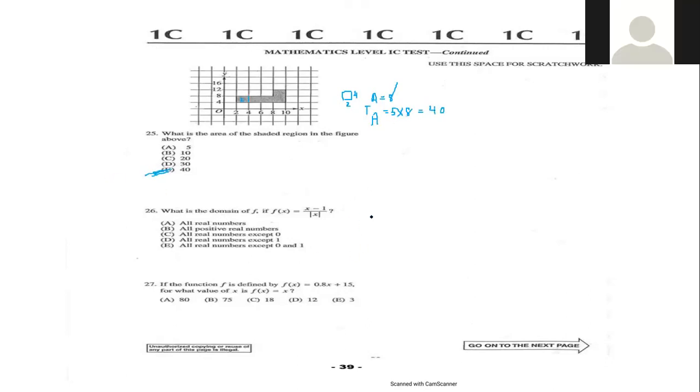Nice. 26, what's the domain of f if f of x equals x minus 1 over the absolute value of x? It's undefined when x is 0. If the denominator is 0, there will be a problem. The domain here is all real numbers except 0. Only 0, not 1. You can't have 0 in the denominator. So the answer here is C.